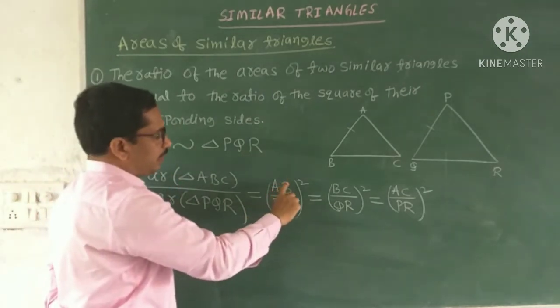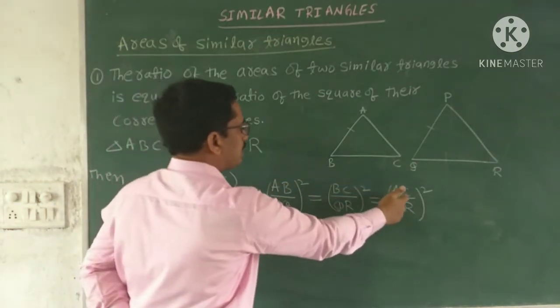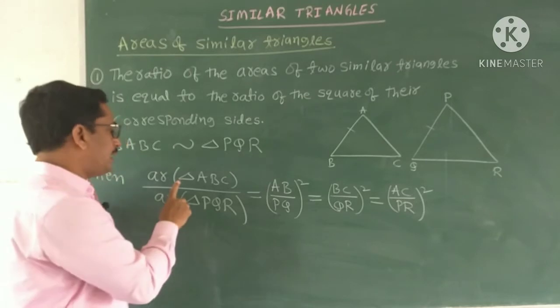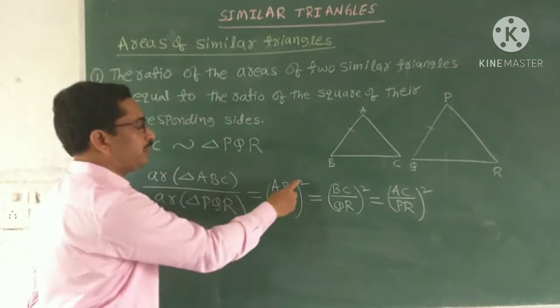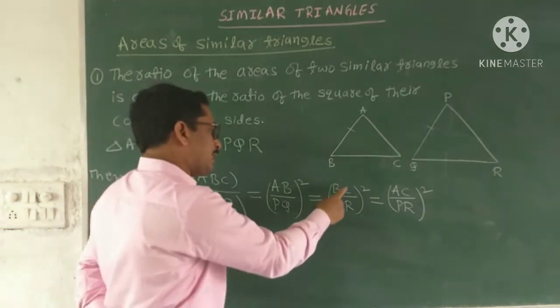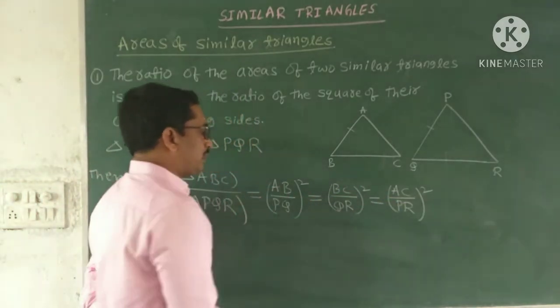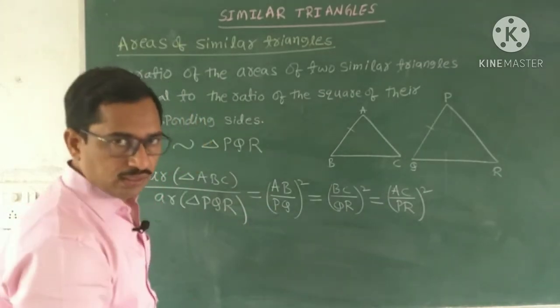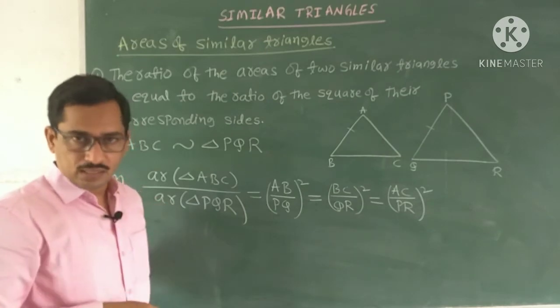Instead of taking AB and PQ, we can also take BC by QR whole square or AC by PR whole square. Once again, area of triangle ABC by area of triangle PQR equals AB by PQ whole square, or the same as BC by QR whole square, or the same as AC by PR whole square. Take any one of the ratios to find out the values. It is important from the exam point of view for 1 mark or half mark.